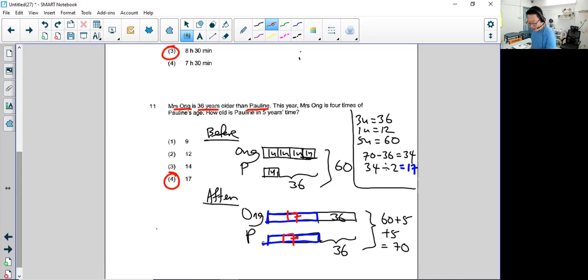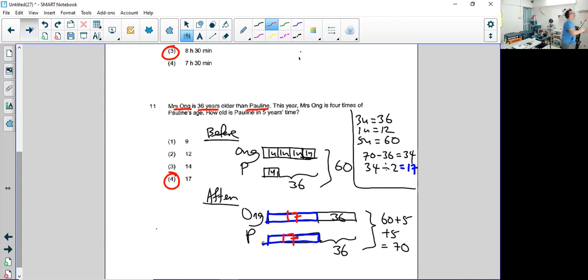Okay, so question 11, the answer is 4. So what's the method over here? If it's an age problem, usually it's a before and after problem. Then you can draw your model. And what is unchanged in this problem? The age difference. The age difference is always the same.